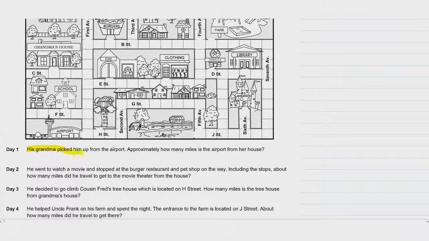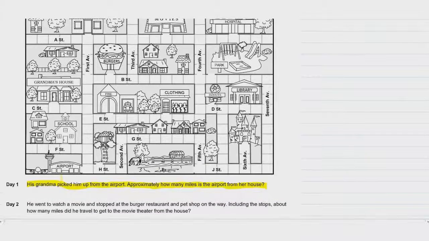His grandma picked him up at the airport. Approximately how many miles is the airport from her house? So first off, we need to find the airport, which is right there. And then we find grandma's house, which is right there. And we count how many squares it takes us to get from the airport to grandma's house. So we go 1, 2, 3, 4, 5, 6, 7, 8, 9, 10. So it took us 10 squares to get there.